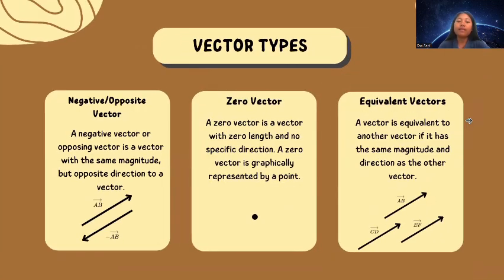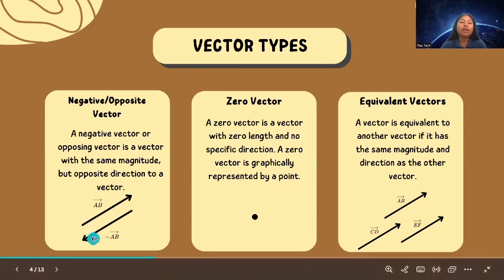Next, vectors come in different forms. We have a negative or opposite vector. A negative vector, or opposite vector, is a vector with the same magnitude but opposite direction. For an example, look at the image.